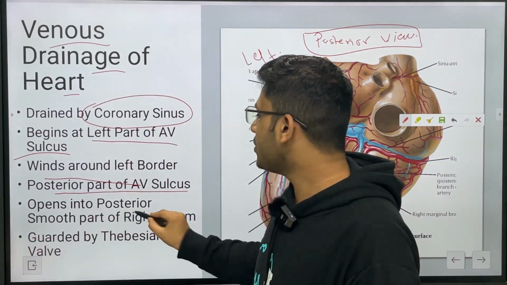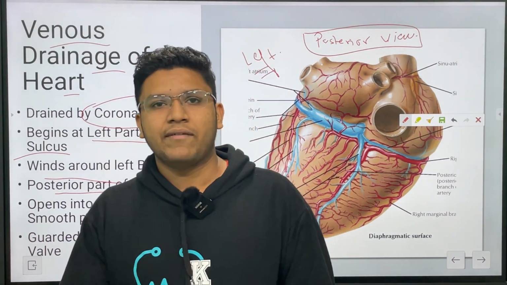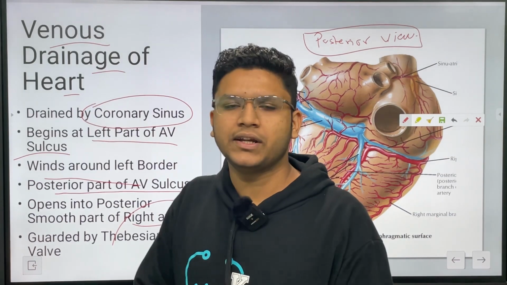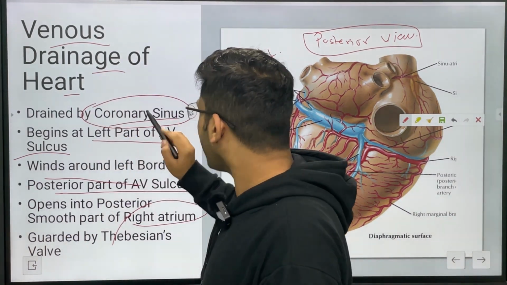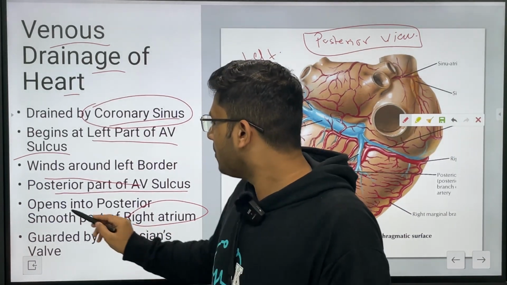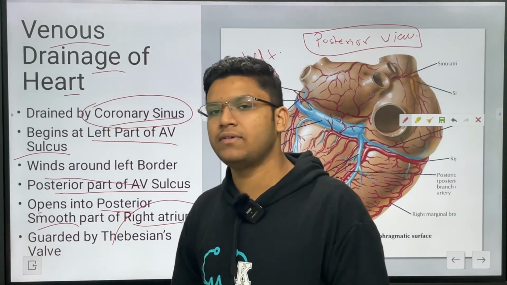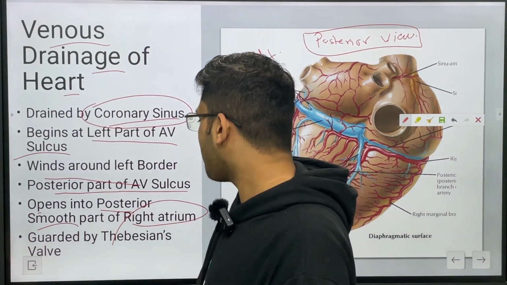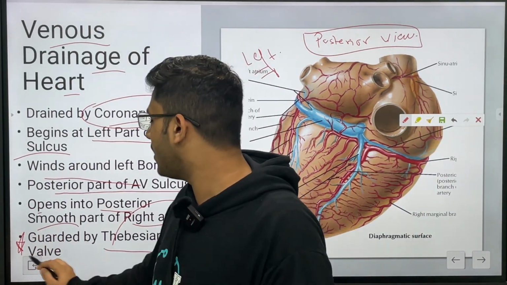It opens into the posterior smooth part of the right atrium. We know that every vein carrying deoxygenated blood opens into your right atrium. So your coronary sinus also opens into the right atrium, in the posterior smooth part. This we will discuss in the internal features of the heart. The next and last most important thing is that it is guarded by the Thebesian valve.